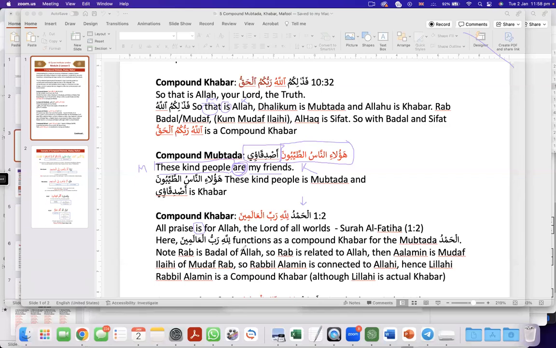Can you please repeat what you said? Auxiliary verbs: am, is, are, were, was, will, shall, would. These are coming to help. There is no auxiliary verb in Arabic. So when is, am, all these little words are fitting in the middle of a sentence, it separates Mubtada and Khabar. All praise is Mubtada, and for Allah is Khabar. Like you said, these kind of people are my friends. This is Mubtada, this is Khabar. So this formula you use all the time for separating Mubtada and Khabar.